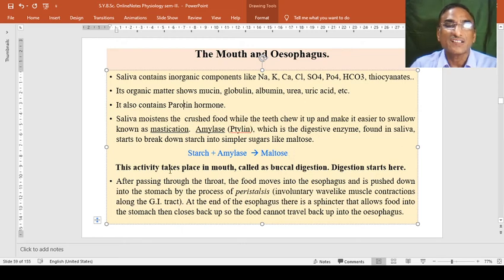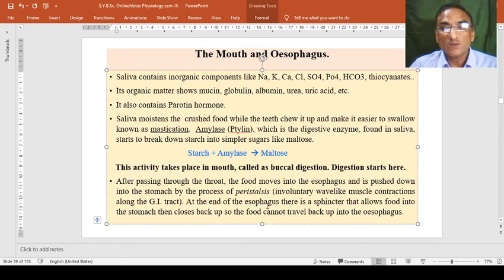This is the fact. This activity takes place in the mouth and is called buccal digestion, and digestion actually starts here in the mouth. After passing through the throat, the food moves into the esophagus and is pushed down into the stomach by the process of peristalsis. What is meant by peristalsis? That we will see in the next video. Peristalsis means the involuntary wave-like muscle contractions along the gastrointestinal tract.